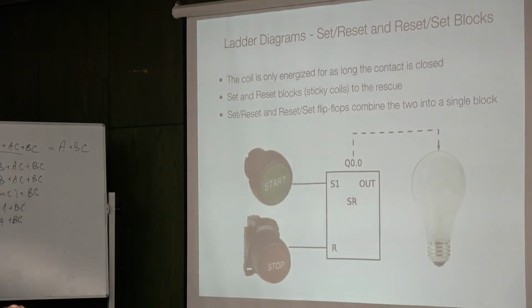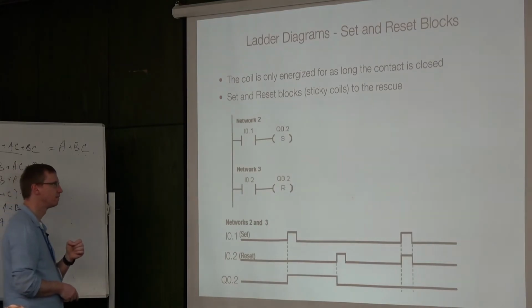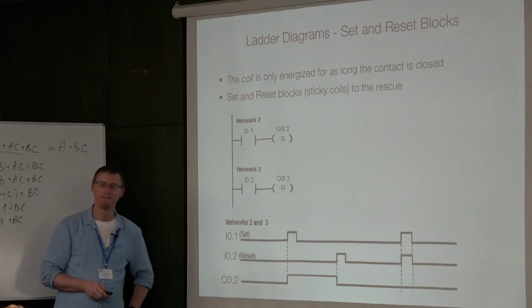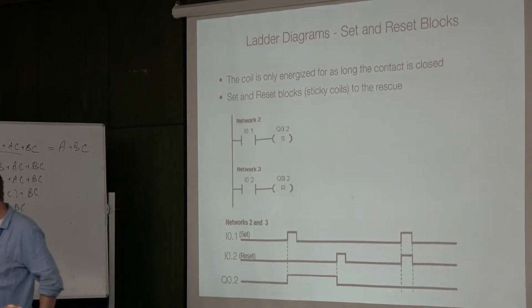Yeah? Can you please scroll back to the previous slide? Mm-hmm. So from this diagram, from the upper one, how do I know that Q0.2 is the one which energizes I1? Okay, good question.